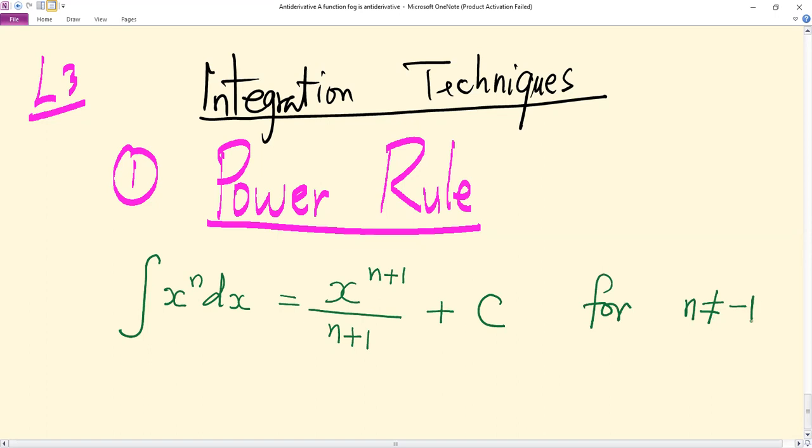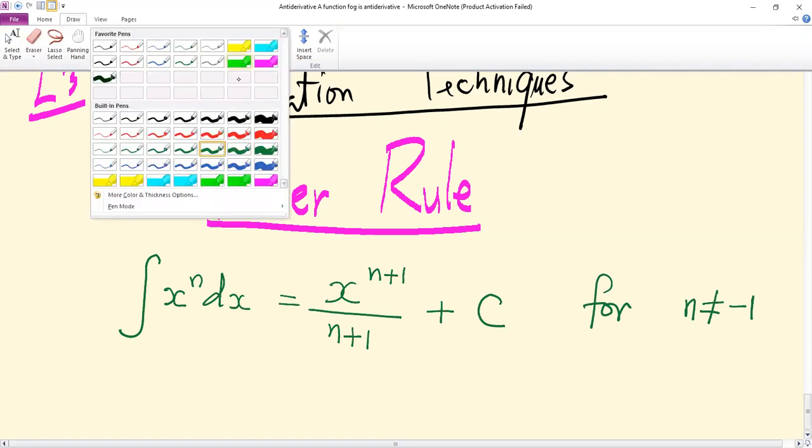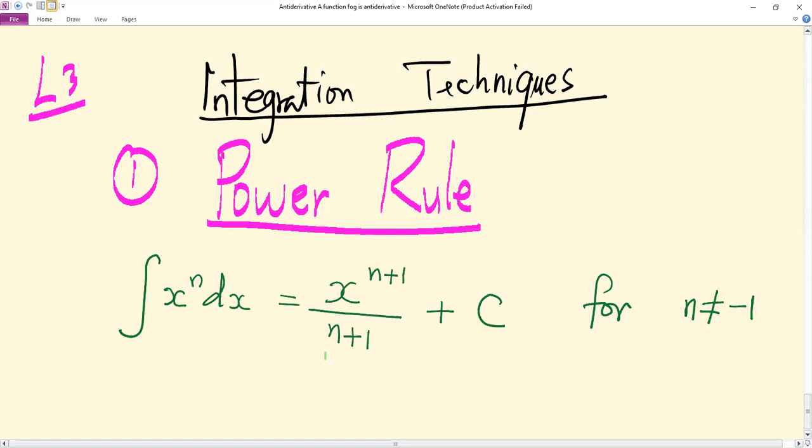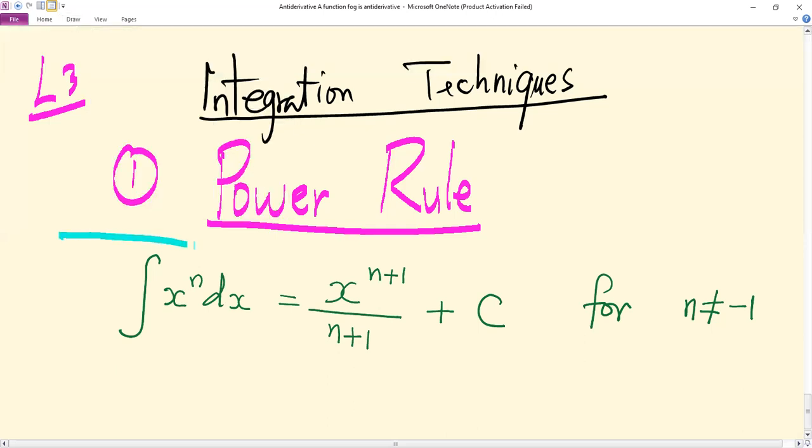So this is how we state the power rule: integration of a function x raised to the power n with respect to x is x raised to the power n plus 1 divided by n plus 1, plus a constant c. This rule is applied only when the power n is not -1. The reason for that restriction is that when n is -1, the denominator will be 0, and division by 0 is not defined.